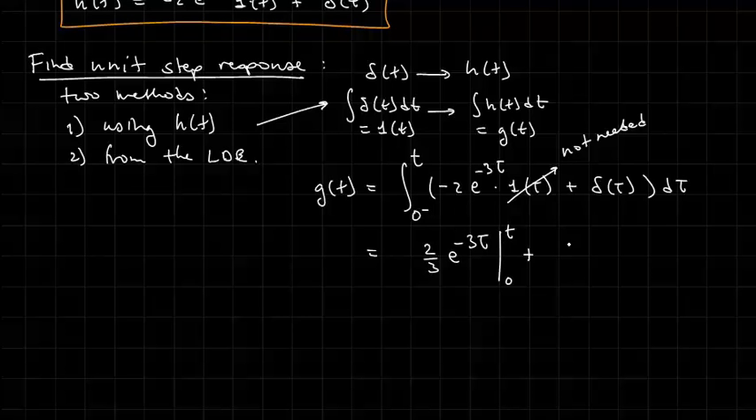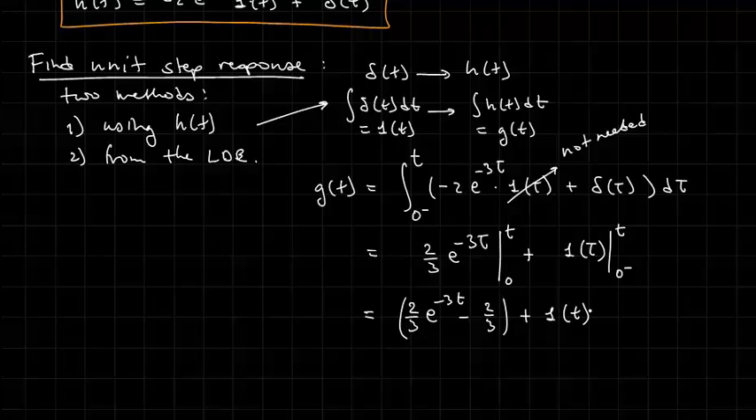Let's see what we get here. When you take the integral of the impulse, you'll get the unit step, evaluated from 0 to t, specifically 0 minus. So we have 2/3 e to the minus 3t minus 2/3, plus the unit step.